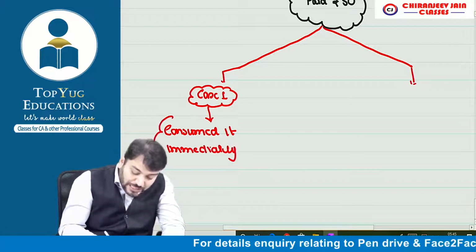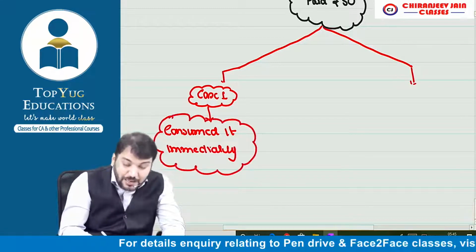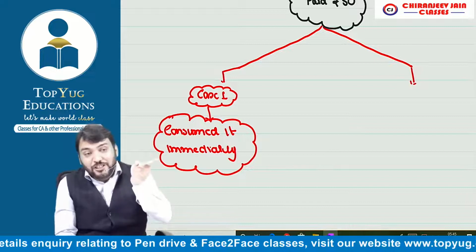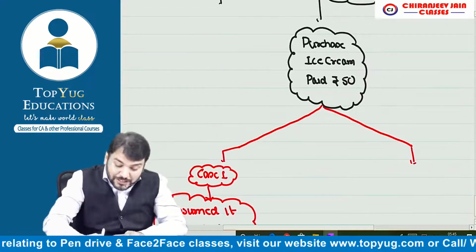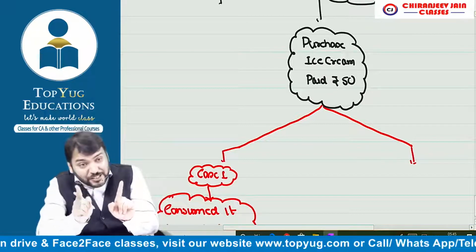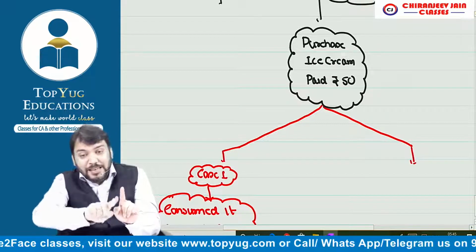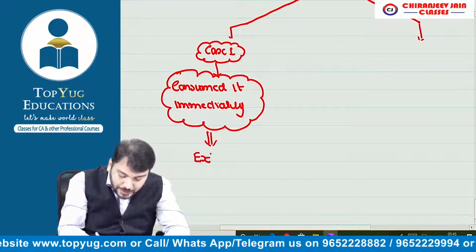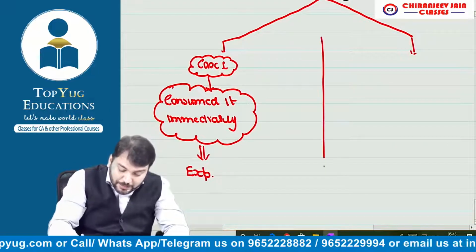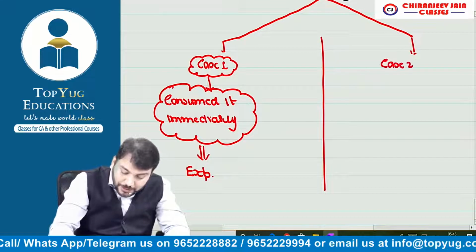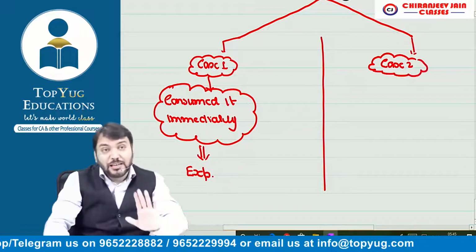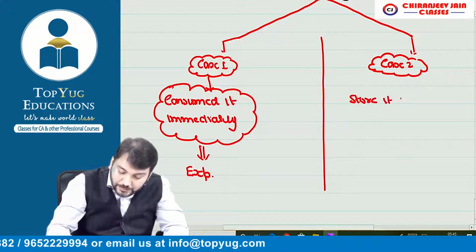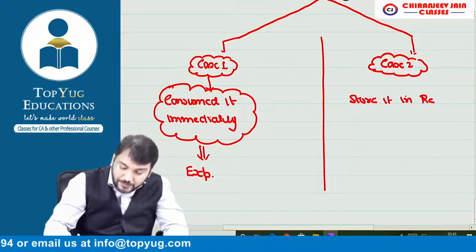So can I say once you consumed it, then only the benefit is received? जब आपने उसको खा लिया तभी तो मजा आया ना. अब मजा आया तो it means benefit received. करेक्ट ना? So when you purchase and consumed it, once you consumed it then benefit received, so then it becomes what? Expense. Correct? Have you understood? But if I say case number two, ठीक है, you have not consumed it right now, you have stored it in the refrigerator. Correct now?